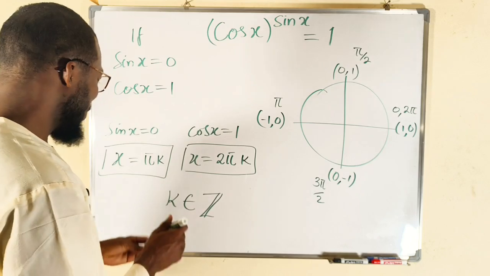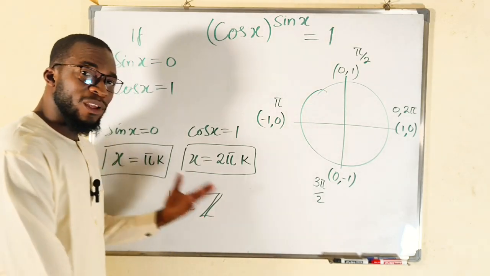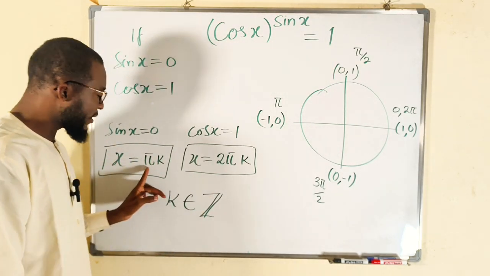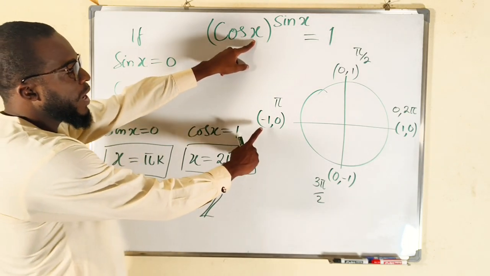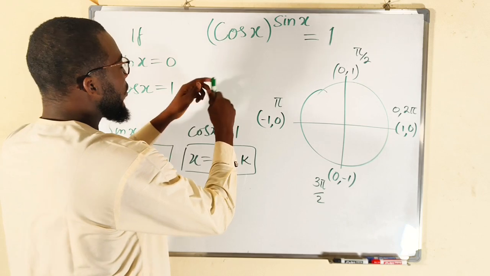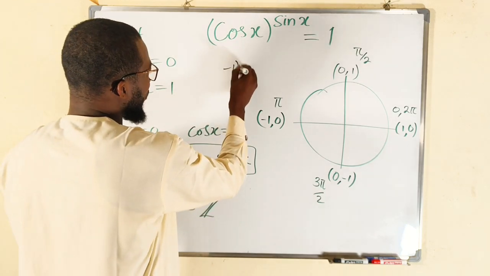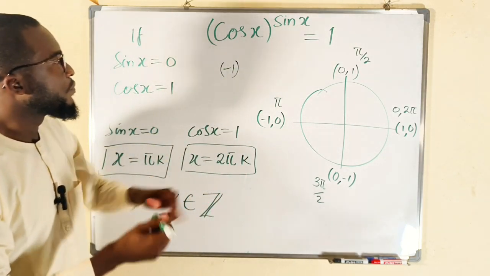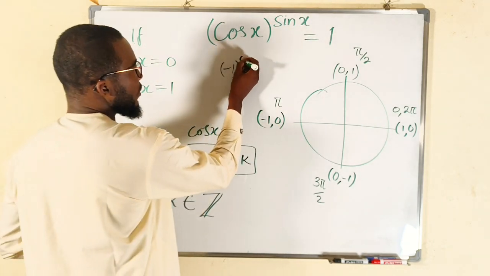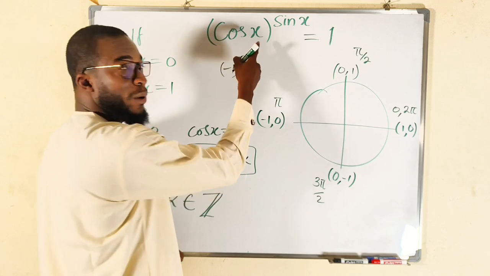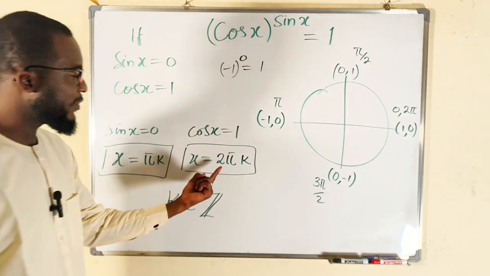As simple as that. And if you like, you can test them in the main equation. Let us consider pi first. If you plug in pi here, you have cosine pi, and cosine of pi is negative 1. So we have negative 1 raised to which power? Sine of pi. Sine of pi is 0. And you see that negative 1 to the power of 0 will give you 1.